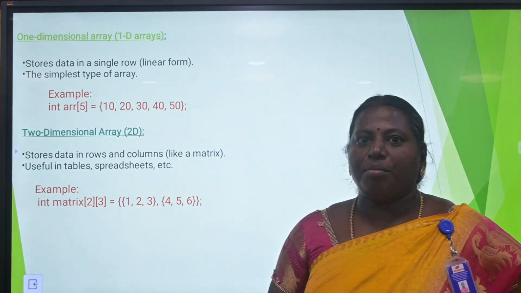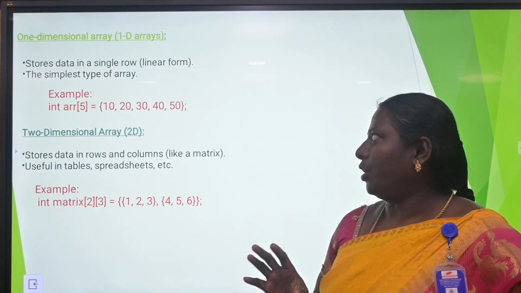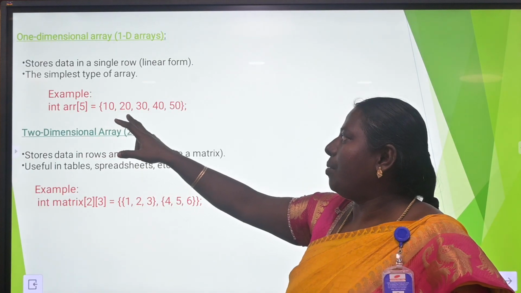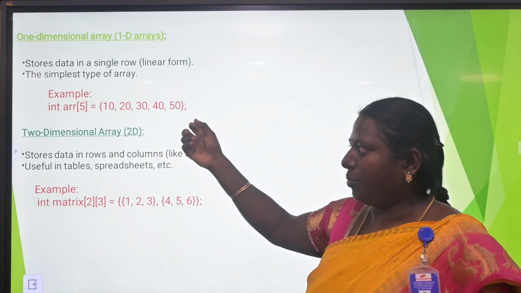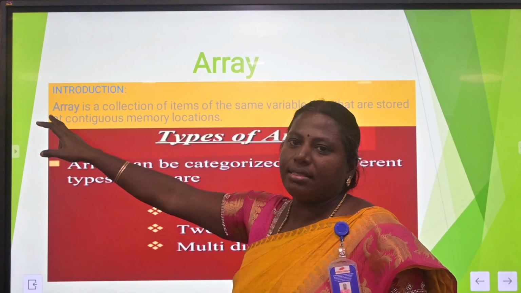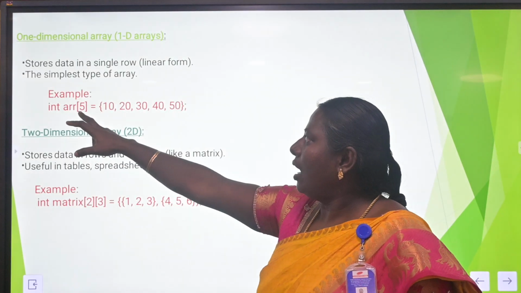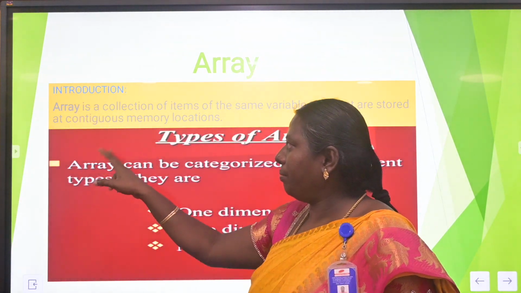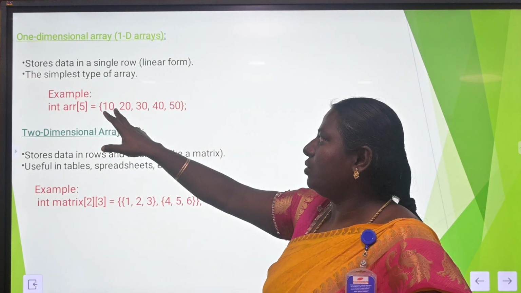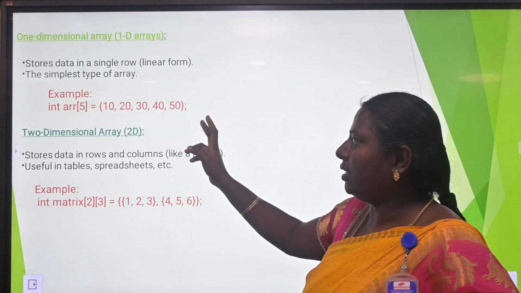First, the one-dimensional array. A one-dimensional array means storing the data in a single row. For example, int array[5] = {10, 20, 30, 40, 50}. Here int is the data type, and array of 5 is the capacity. So the capacity of the values and the index value is 5. We can store the values 10 to 50, that is, 5 elements in an array.